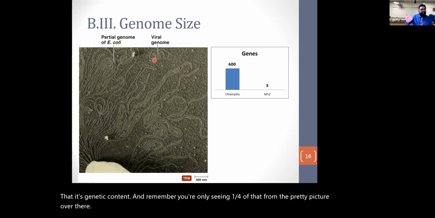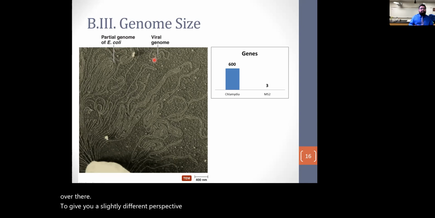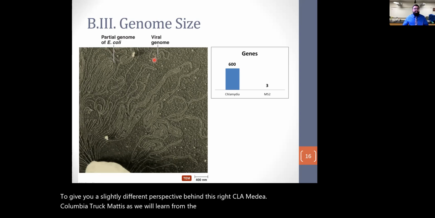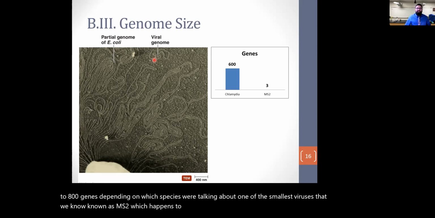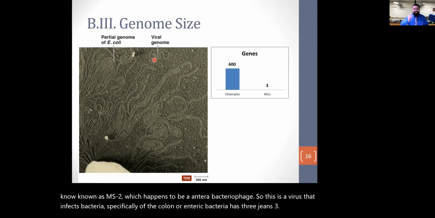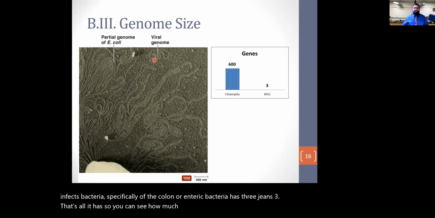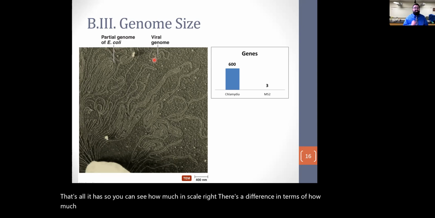To give you a slightly different perspective behind this, Chlamydia trachomatis, as we will learn from topic F, has roughly between 600 to 800 genes, depending on which species we're talking about. One of the smallest viruses that we know, known as MS2, which happens to be an enterobacteriophage, so this is a virus that infects bacteria, specifically of the colon or enteric bacteria, has 3 genes. 3. That's all it has. So you can see the difference in scale in terms of how much DNA or nucleic acid it carries.